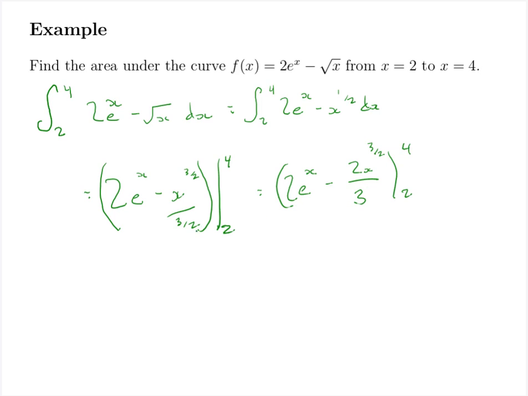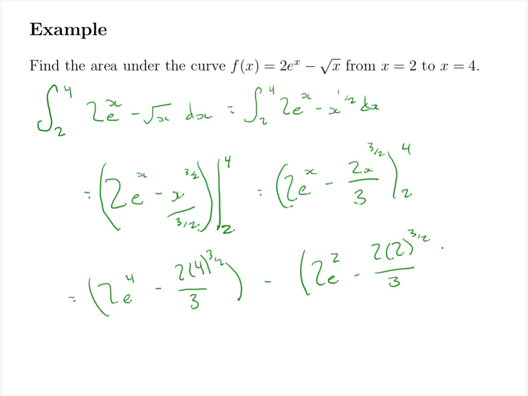Now I'm just changing this denominator. All right, so now I can start plugging things in. I'll plug in 4 first. 2e to the 4 minus 2 times 4 to the 3 halves over 3 minus 2e squared minus 2 times 2 to the 3 halves over 3. And now I just need to figure out what these values actually are, and I can do that in a second.